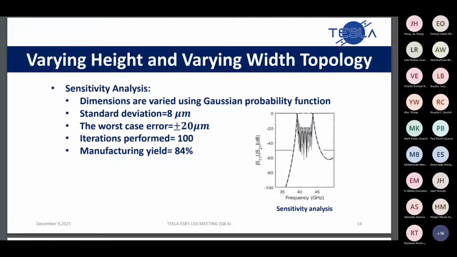Then we performed the sensitivity analysis, and the dimensions were varied using a Gaussian probability function, and the standard deviation was equal to 8 micrometer for the worst case error of 20 micron, and the number of iterations performed was 100, and the manufacturing yield obtained for this device was 84%. Here we can see the tolerance analysis of the device.